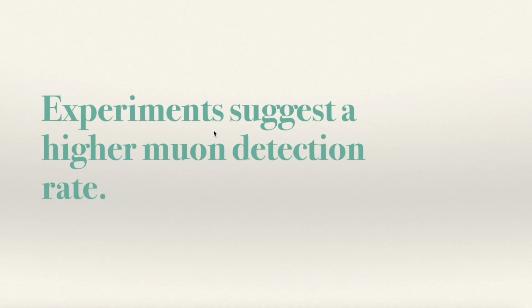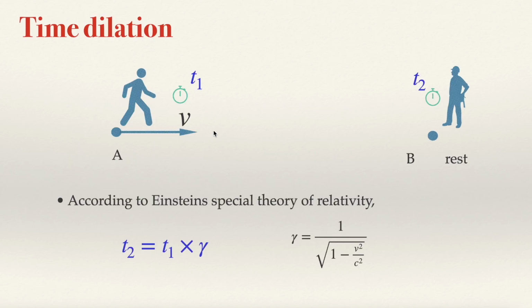However, there are experiments which suggest that we detect more muon events than expected, or the muon reaches the detector. Now, why? How does this muon reach the detector? Let me introduce what time dilation is in the special theory of relativity. Let's say we have two observers, A and B. Observer A is moving at a velocity v with respect to observer B.